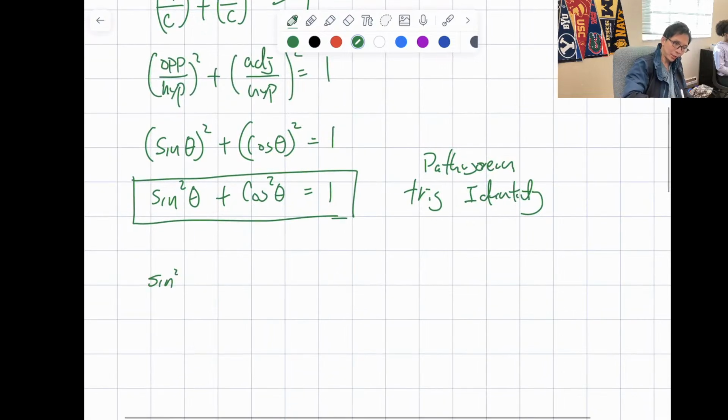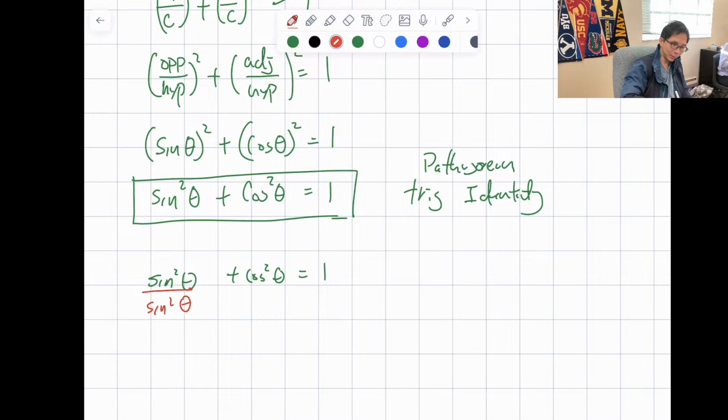Sine squared of theta plus cosine squared of theta. I can choose to divide it by sine squared theta. Why sine squared theta? Because I'm going to form a different identity here. What is sine squared over sine squared? Just 1. What is cosine squared over sine squared?